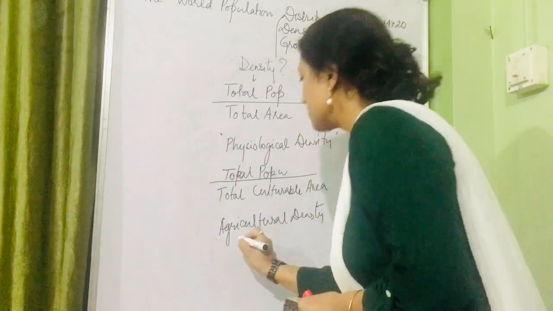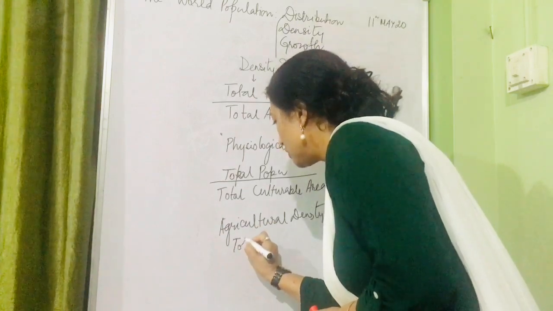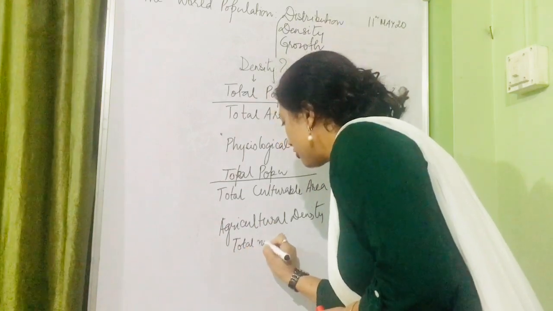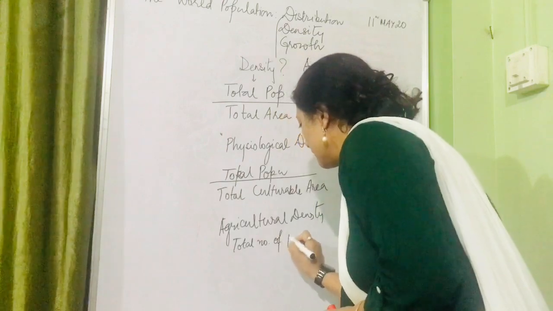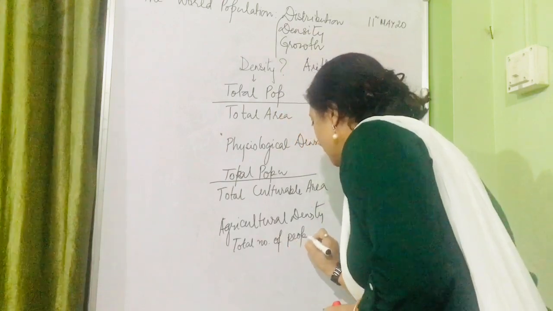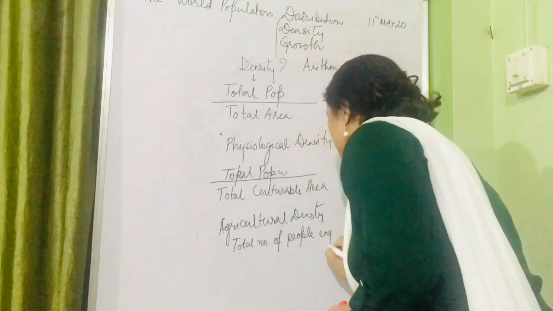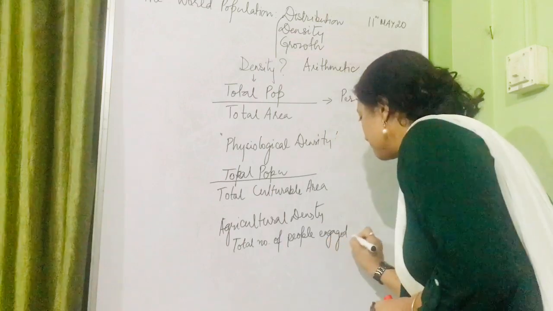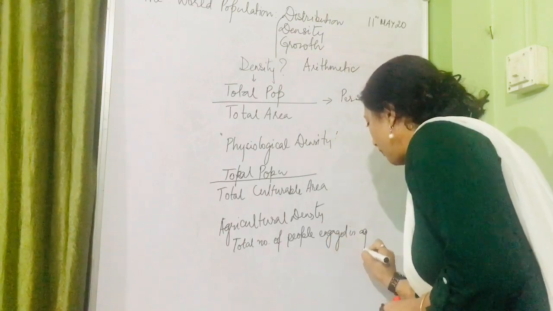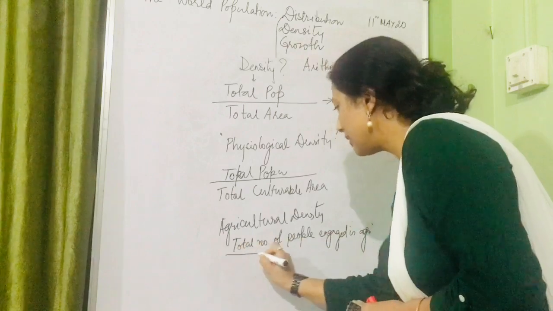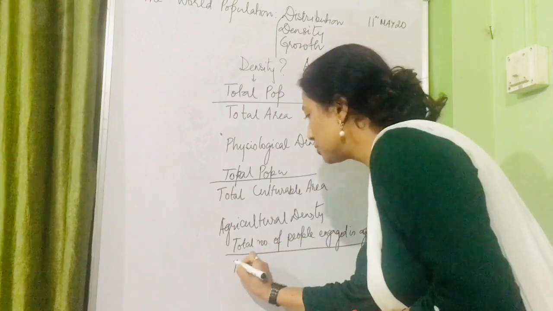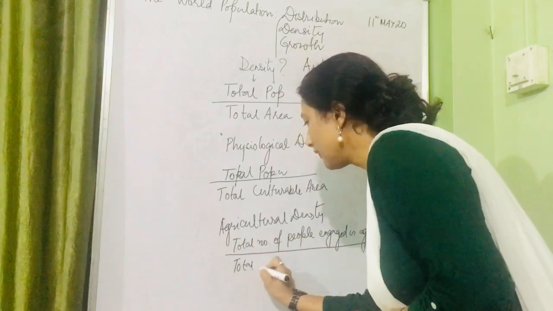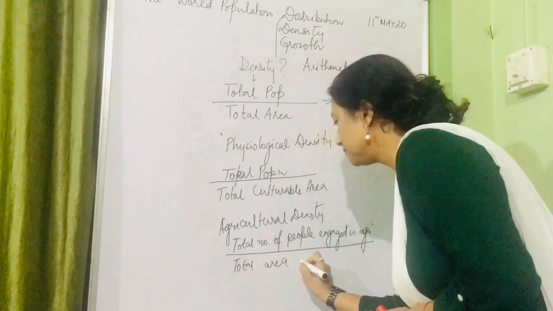What is agricultural density? It is the total number of people engaged in agriculture and the total area under agriculture.